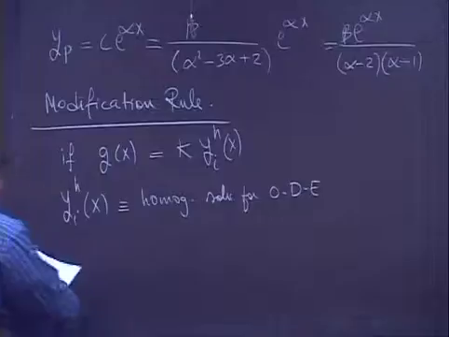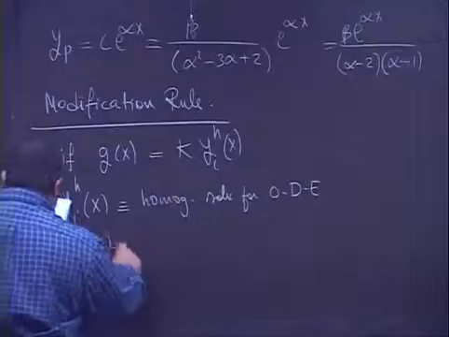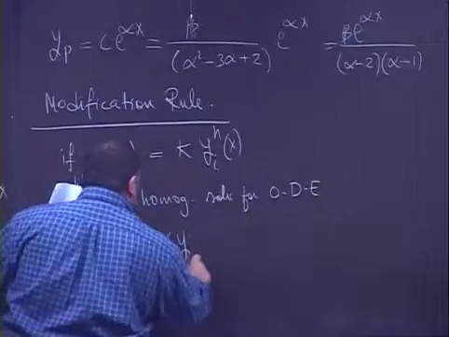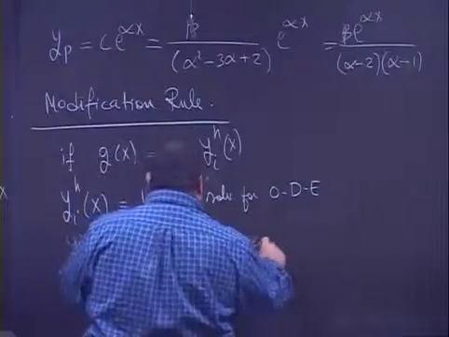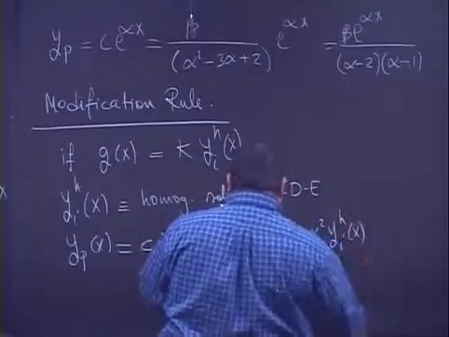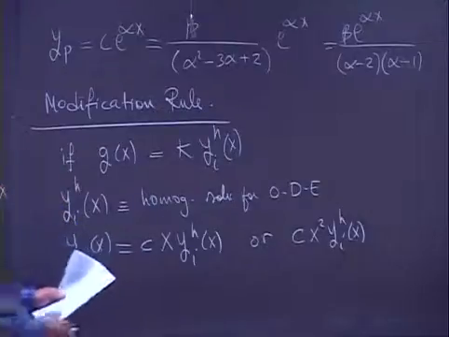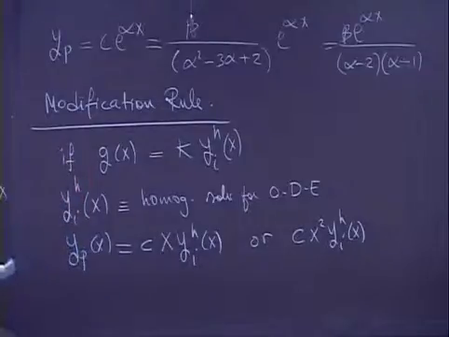then you can try yp of x equal to c multiplied by x multiplied by yih of x, or you can try c x squared yih of x if yi corresponds to a double root of the characteristic equation. Okay guys, so this is just a modification.